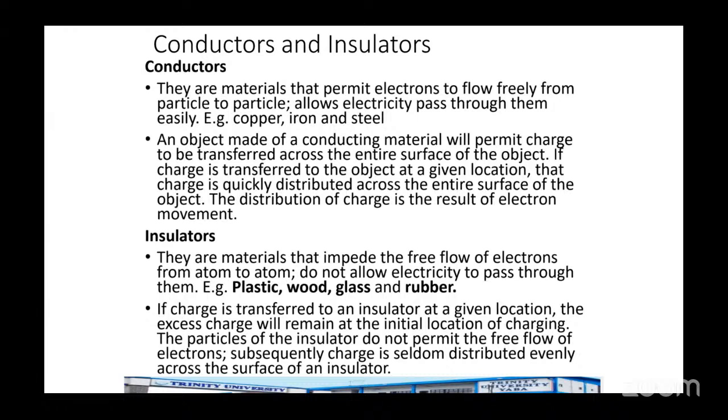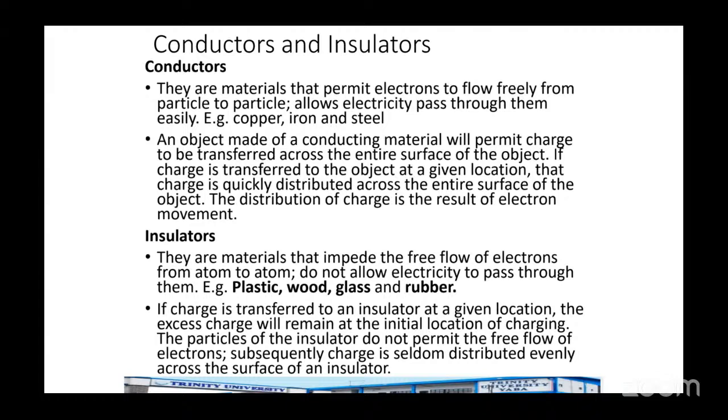In layman language, we can say something that is generous. That is, you have something and you are not keeping it to yourself. You are giving it out to every other person. You are sharing it with other people around you. That is a generous person. Whereas insulators are stingy people. If you are stingy, you are an insulator.